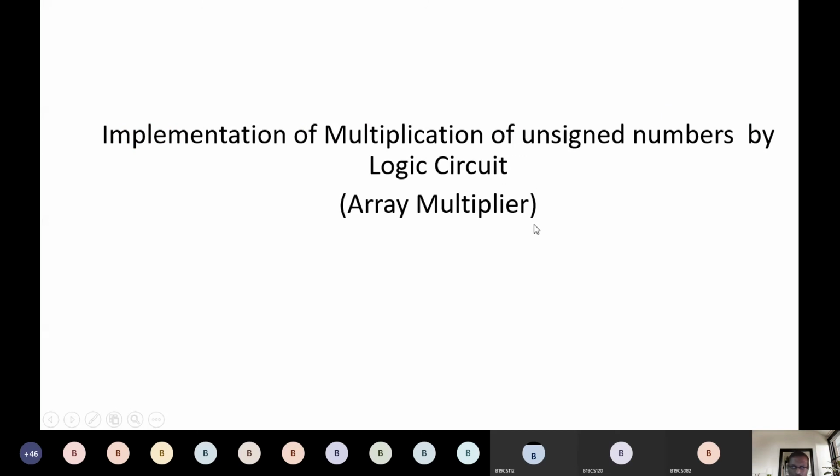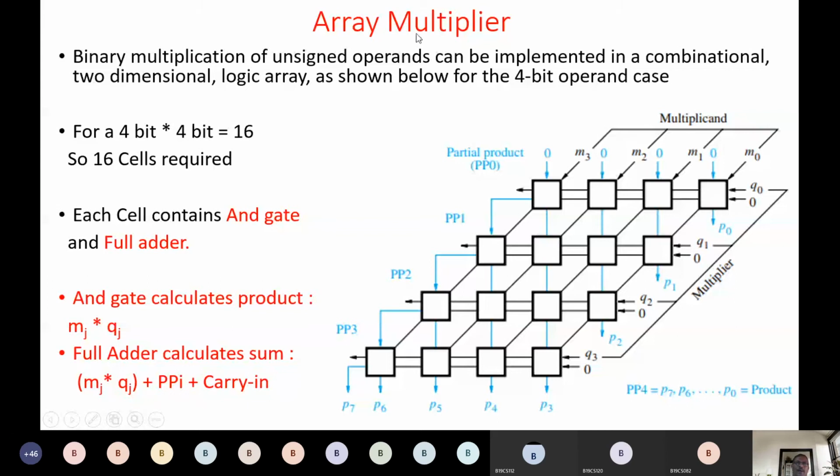What does this array multiplier consist of? This is the diagram of the array multiplier. Each one of these we call a cell. So what is an array multiplier? A binary multiplication of unsigned operands can be implemented in a combinational two-dimensional logic array. We call this an array multiplier, and this is specifically to multiply these numbers.